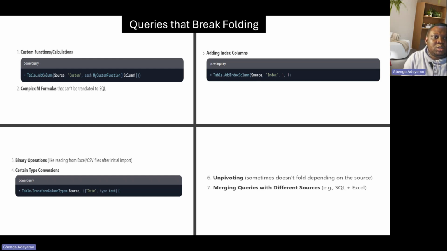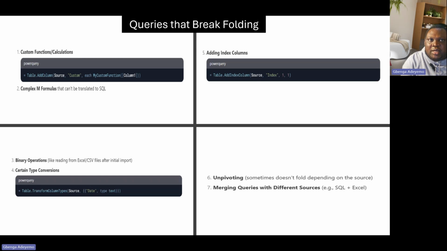It might be very hard for the source to understand that. It might not be able to process it, and there might not be an equivalent SQL query for that transformation step, right? Some complex M formulas cannot be translated into SQL when you perform binary operations. There are certain types of data type conversions that probably do not support query folding. Sometimes not all pivoting steps that you apply would support query folding.